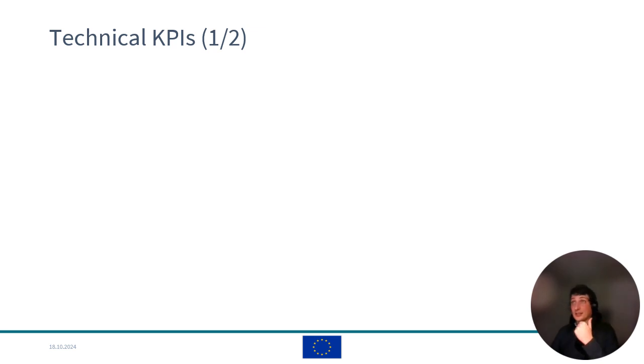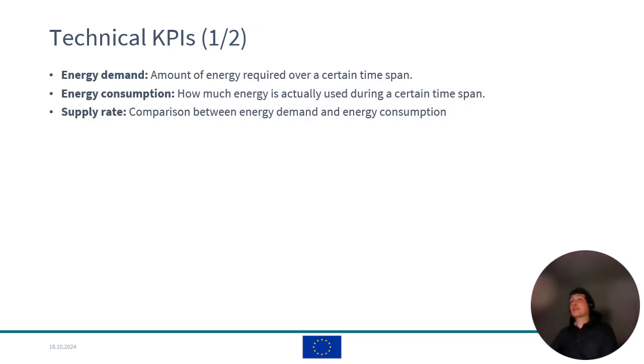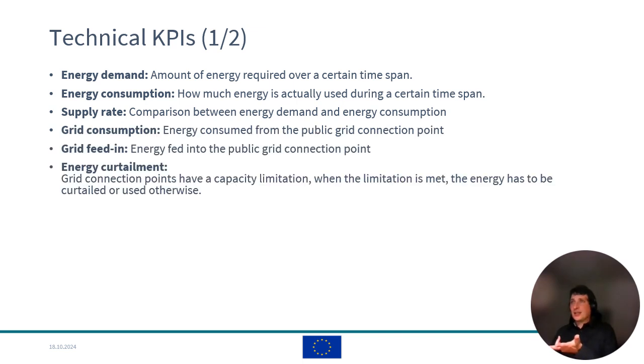So there are technical KPIs. Technical KPIs, for example, energy demand, energy consumption, and supply rate. I think they are more or less clear. I don't have to go much into detail for them. Then there is grid consumption and grid feed-in. Dependent, for example, as I said before, on your operational strategy, maybe if you have some storage, right?